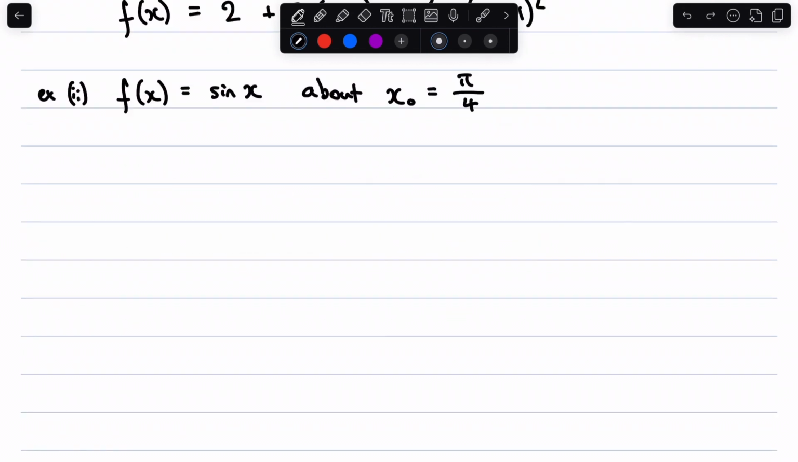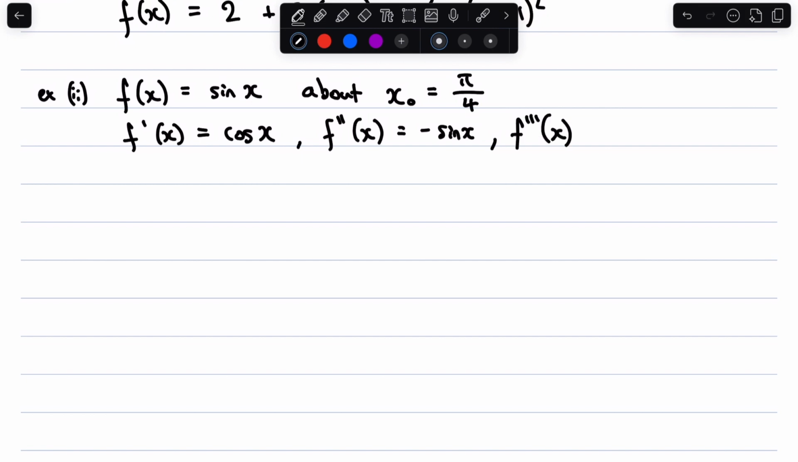So our next function will be f of x equaling sine x about the point x naught equaling pi over 4. Let's start in the same way. Let's say, what's our first derivative? So f prime of x, that's just going to be cos x. Then f double prime is going to be minus sine x. F triple prime will be minus cos x. And then we're back to the start again if we continue.